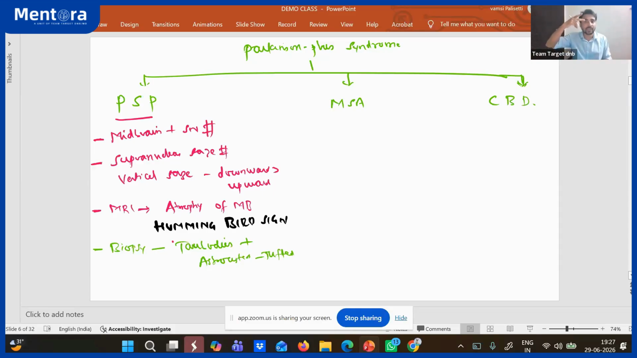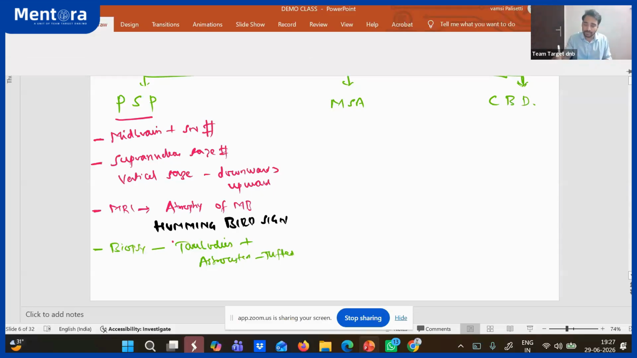Especially the main important symptom is supranuclear gaze palsy. They cannot, vertical movements are affected, especially downward movement is affected, so they cannot see down, always staring eyes. If you do MRI brain, there is a midbrain atrophy which looks like the hummingbird sign. When you do the biopsy, you have tau bodies and also astrocytes, arranged in a tufted pattern. Right. Let us see about multiple system atrophy.